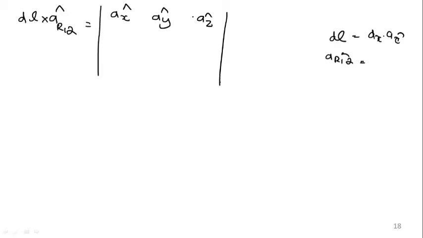So the first vector is dL, so it will be dx here, and the other two will be 0 because only dx has a coefficient. And then similarly for aR12 you have x and y coordinates. There z will be equal to 0, so it will be minus x divided by.